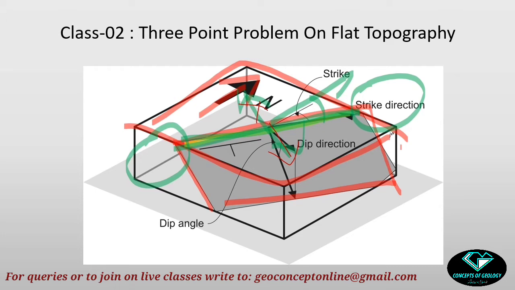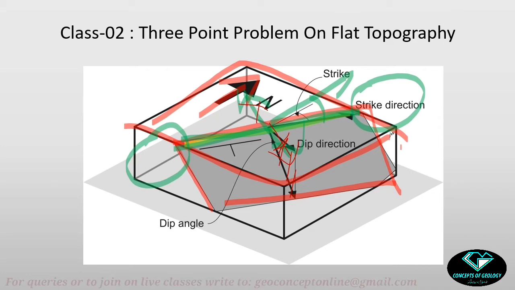Fine. What will be the value of the dip? The value of the dip will be this angle. That means the angle subtended between the inclined plane and the horizontal plane. And where are we measuring it? We are measuring it on a vertical plane, on this plane. Why? Because this plane has a strike which is perpendicular to the strike of the inclined plane. Okay, so this is a vertical angle.